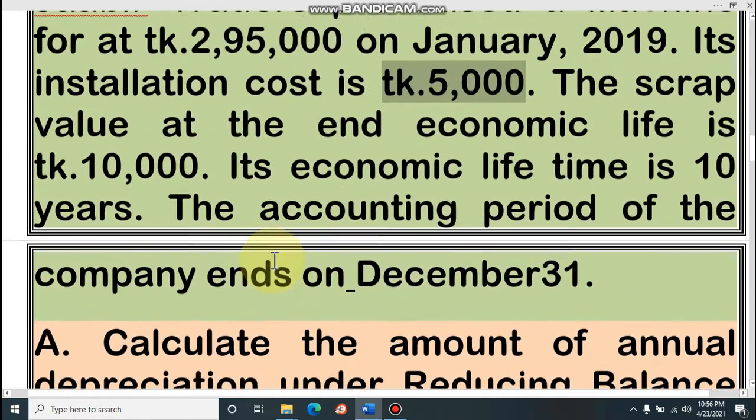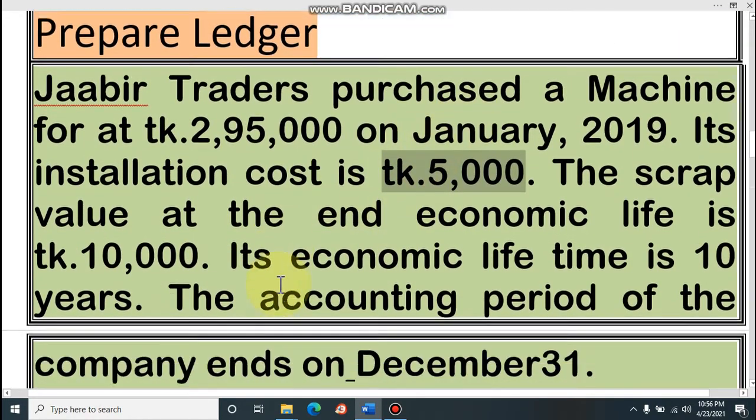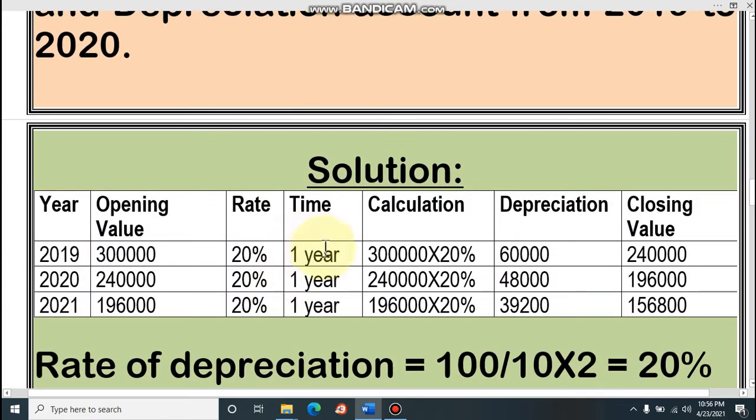We purchased this machine at the beginning of January. That means we used it for the full year, so the time is 1 year. The calculation is 3 lakh into 20%, that means per year it is 60,000. So the depreciation for 2019 is 60,000. And what is the closing value? Dear student, keep it in mind, the formula is opening value minus depreciation. Opening value is 3 lakh and depreciation is 60,000, so the closing value is 2,40,000.